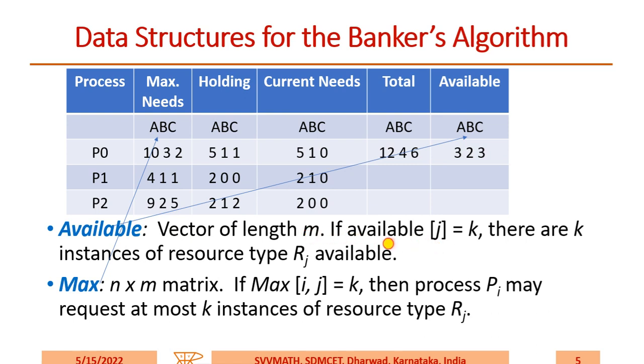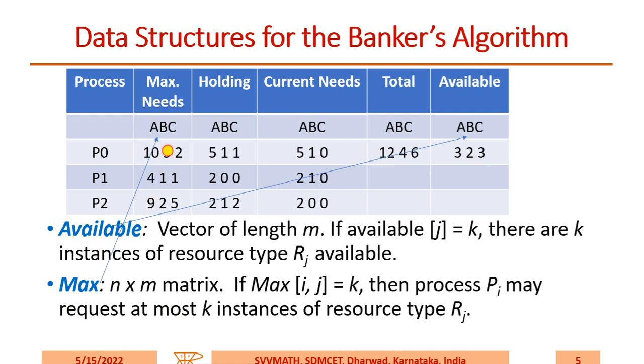What is the meaning of this? Available[j] equal to k means there are k instances of resource type Rj available. In this case, P0, P1, P2 are the processes. Resource types I have are A, B, C. And how many instances are available? Resource A 3, B 2, C 3. Like that you have to understand.